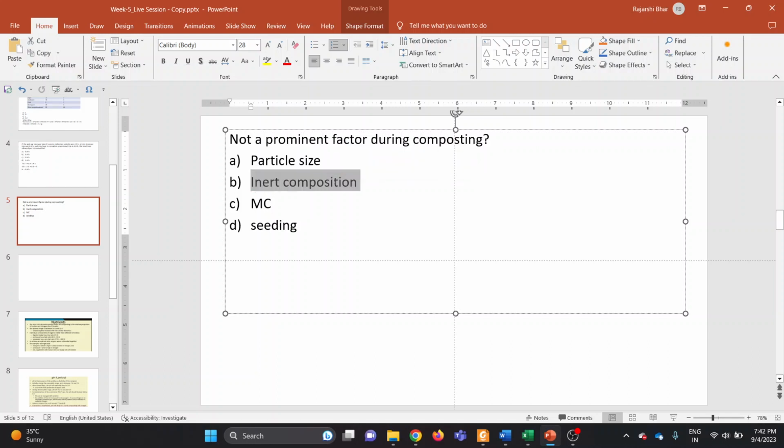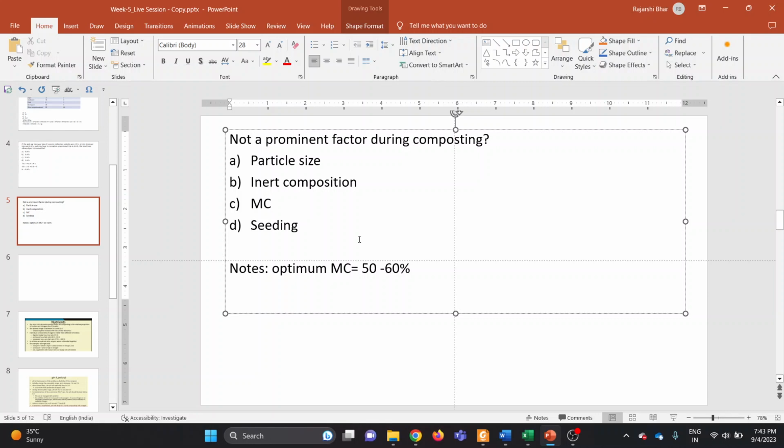And inert composition, this is the correct answer for this question, because inert composition is not a prominent factor during composting. And a few other points to highlight. So what should be the optimum moisture content during composting? Optimum moisture content should be around 50 to 60%. This is what we will try to maintain, not more than that.